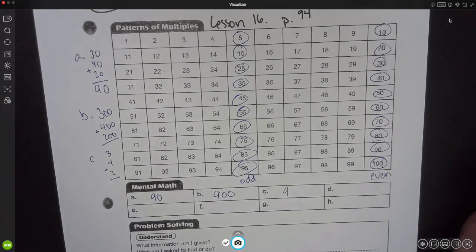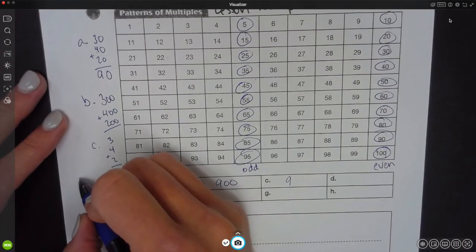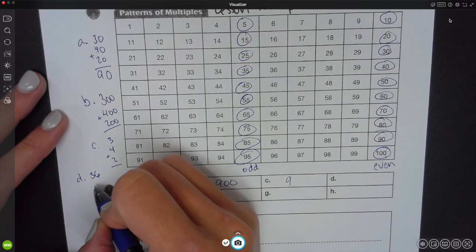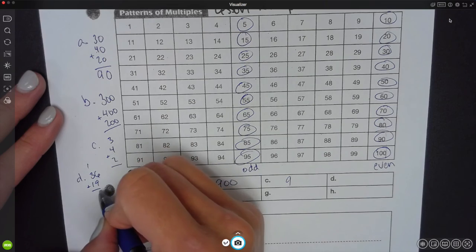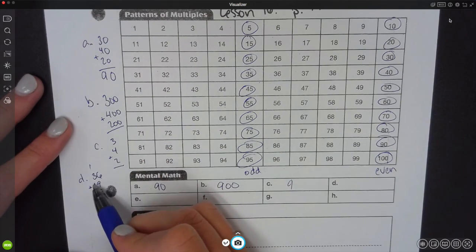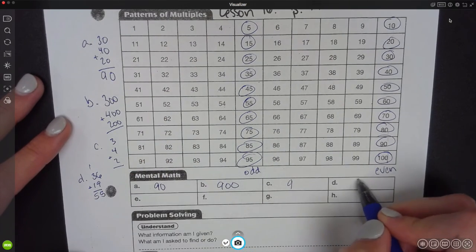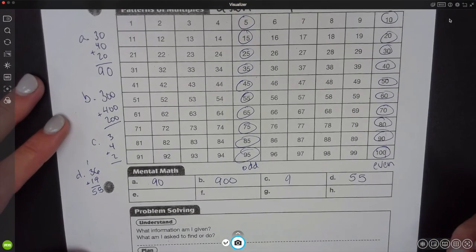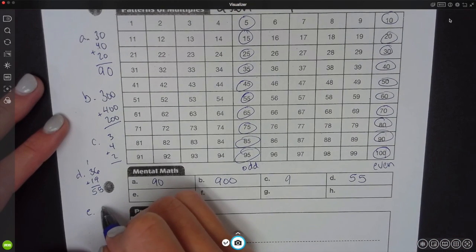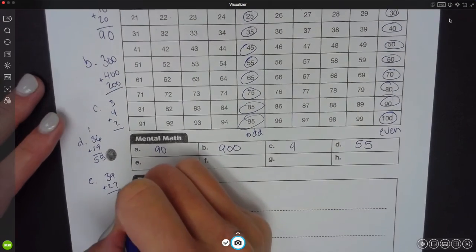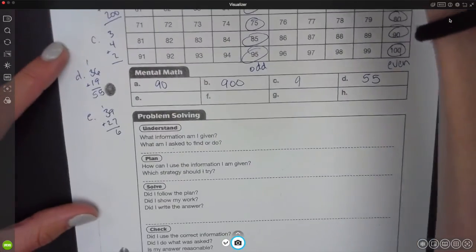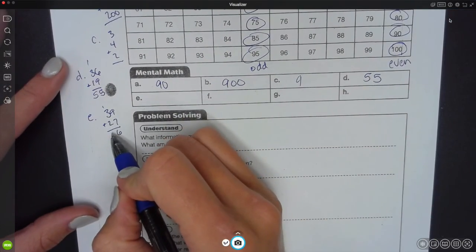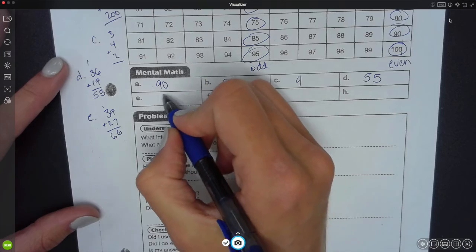All right. D says 36 plus 19. 6 plus 9 is 15. 1 goes up, 5 comes down. 1 plus 3 is 4, plus 1 more is 5. So we get 55. E, 39 plus 27. 9 plus 7 is 16. 1 goes up, 6 comes down. 1 plus 3 is 4, plus 2 more is 6, so we get 66.